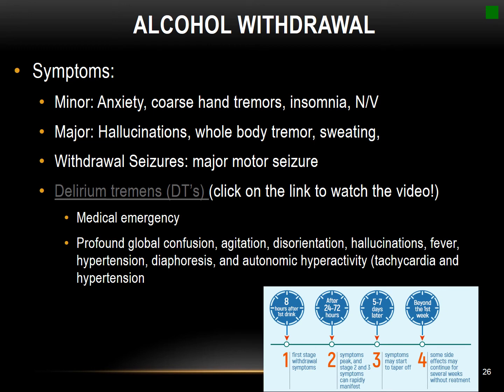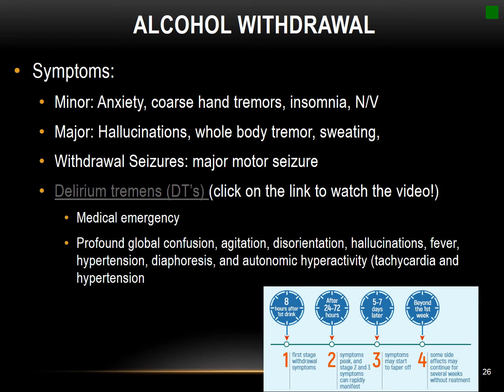Seizures can happen. Withdrawal seizures can happen within 6 to 8 hours of alcohol cessation. That means you stop drinking. These seizures are a major motor seizure. Actually, seizures can be your first symptom of withdrawal. So if you get somebody admitted with a sudden seizure, be sure to ask about alcohol use.